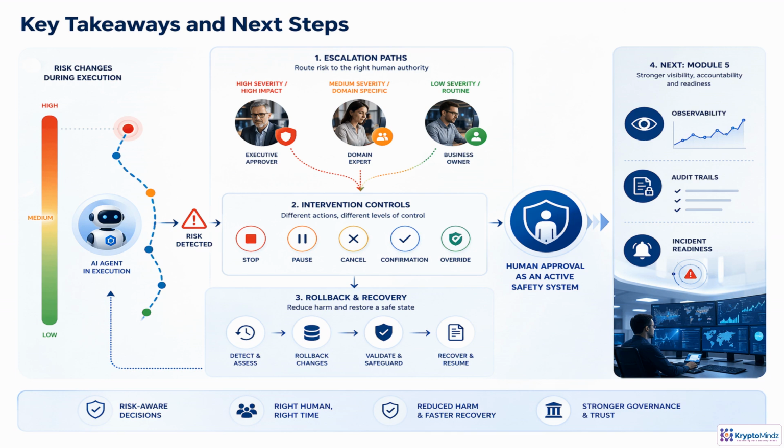The core lesson is that approval should not be a one-time gate. As agent risk changes, escalation routes bring in the right authority, intervention controls let teams stop, pause, confirm, cancel, or override actions, and recovery plans restore a safe state. Next, we connect these safeguards to observability, audit trails, and incident readiness.